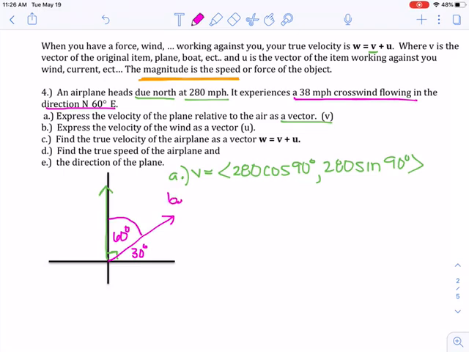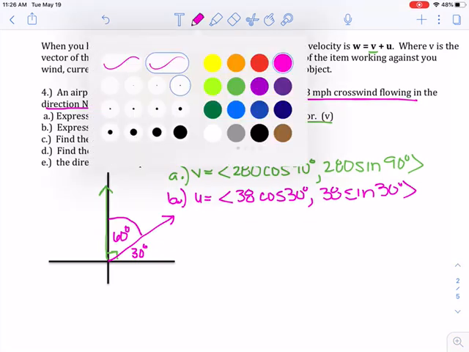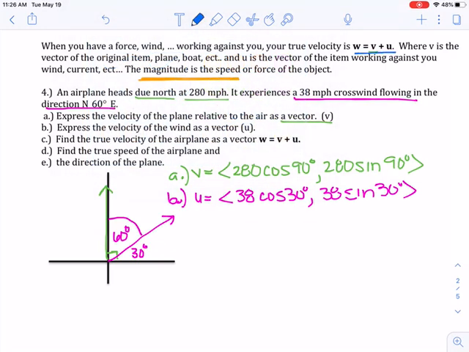So for part B, if I want to come up with a vector for my wind, I'm going to take its speed, its magnitude, 38 times the cosine of my angle, 30 degrees, and 38 times the sine of my angle, 30 degrees. Once I have my vectors for my airplane and my wind, to find vector W, it says I want to add my two vectors together.